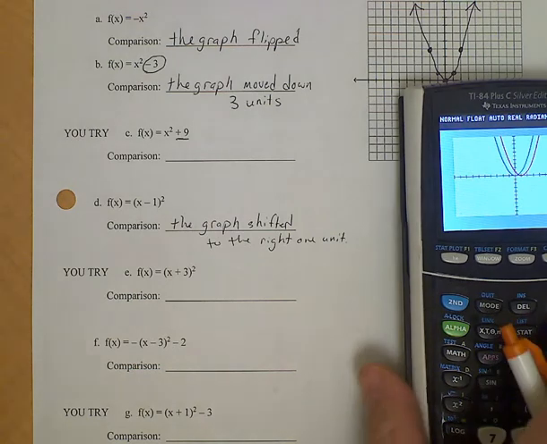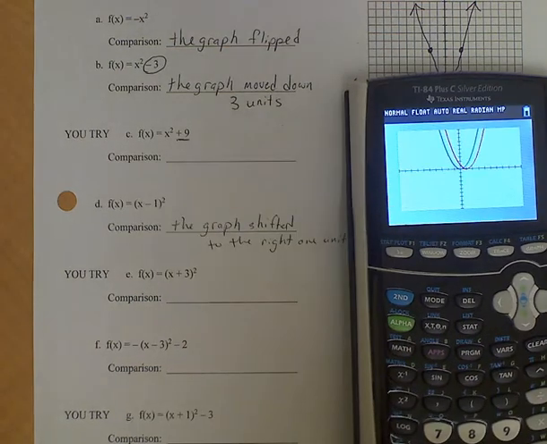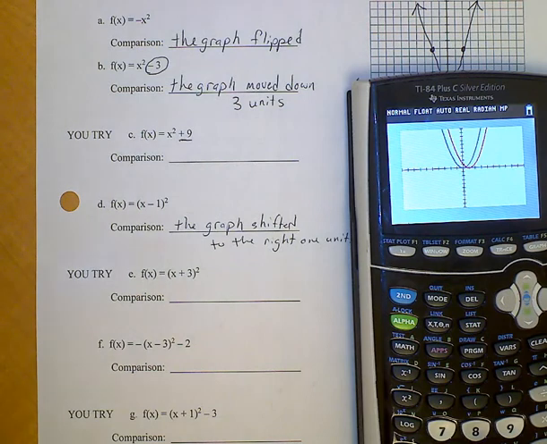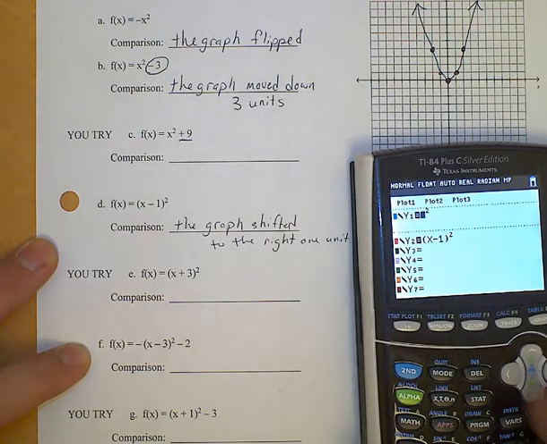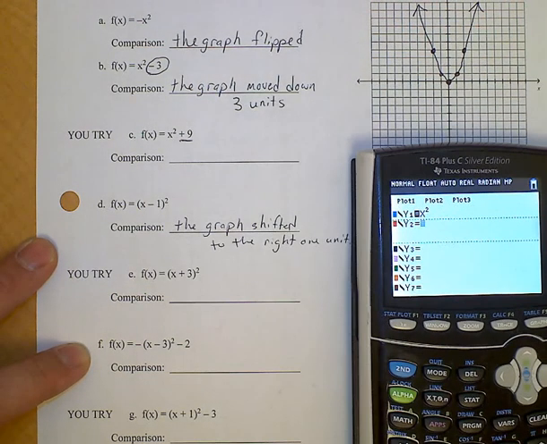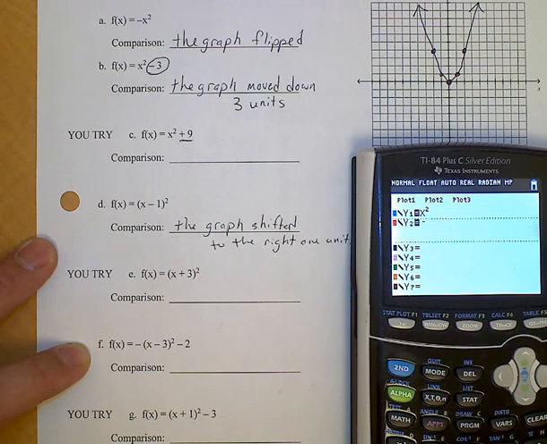Okay, this looks kind of hard to see. Let's see, does this help? Okay, alright, so I'm going to try letter F now. I still have my parent function in here. I'm going to leave that and clear out the rest. And I'm going to type this in: negative (x minus 3) squared minus 2.